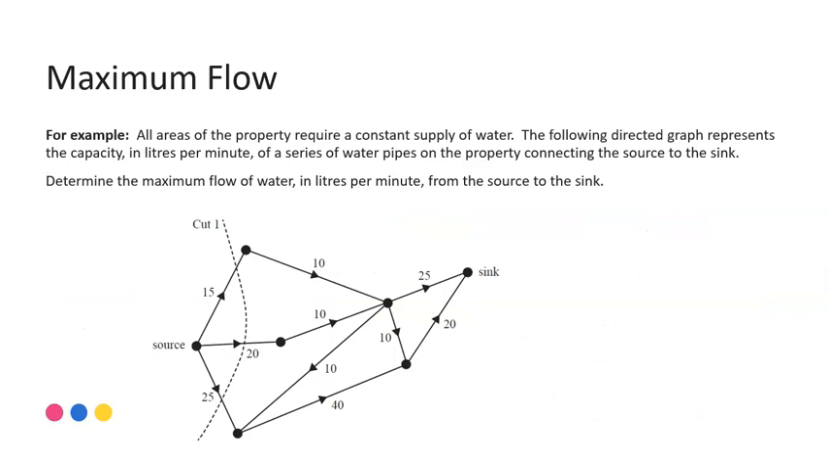Example. So here, all areas of a property require constant supply of water. The following directed graph represents in capacity the litres per minute of a series of water pipes on the property connecting the source to the sink. Determine the maximum flow of water in litres per minute from the source to the sink. So from our source vertex to the sink.